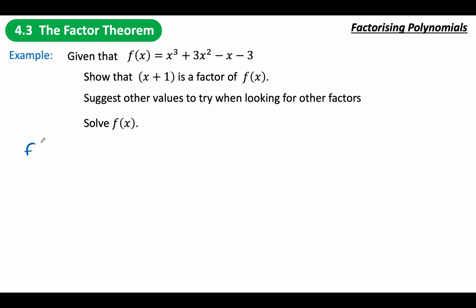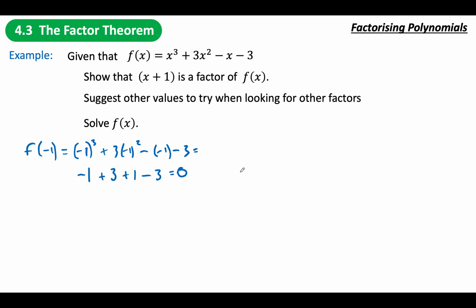Right, I'm going to show that it's a factor by putting in -1 and seeing that it equals 0. So -1 cubed plus 3 lots of -1 squared minus -1 minus 3. That equals -1 times -1 times -1 is -1. -1 squared is +1, so 3 lots of that is 3. Taking away -1 turns into +1. And then we have -3 on the end. Basically, -1 plus 3 is 2. Plus another one is 3. Take away 3 is 0. So, by the factor theorem, it is a factor.